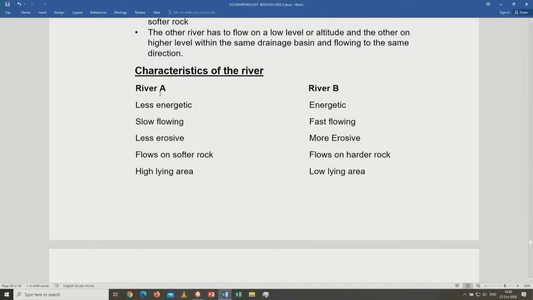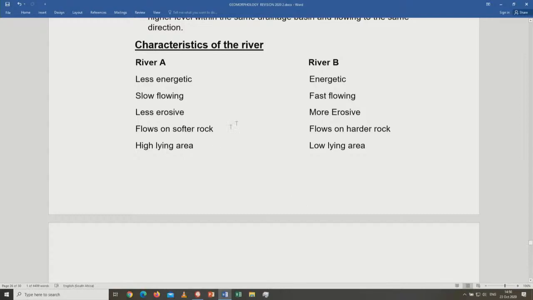That's why we are studying it. How come this one flowing at the lower lying area captures this one flowing in the high lying area? So this one is slow flowing, this one is fast flowing. This one is less erosive, this one is more erosive. This one flows on the softer rock, this one flows on the harder rock. High lying area, this one at low lying area. So that means this one will capture the other one.